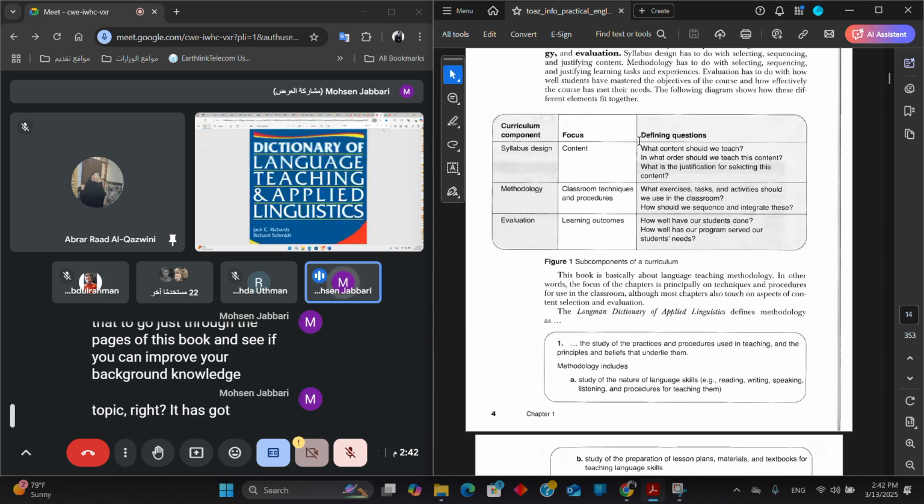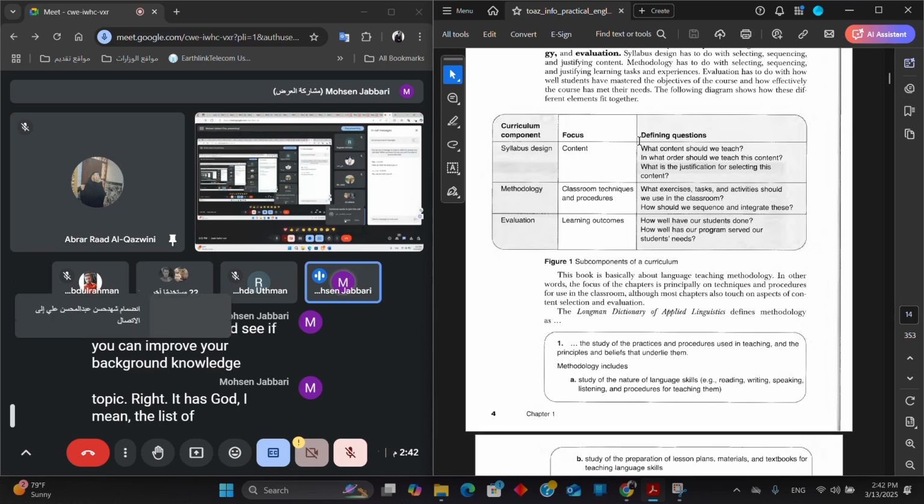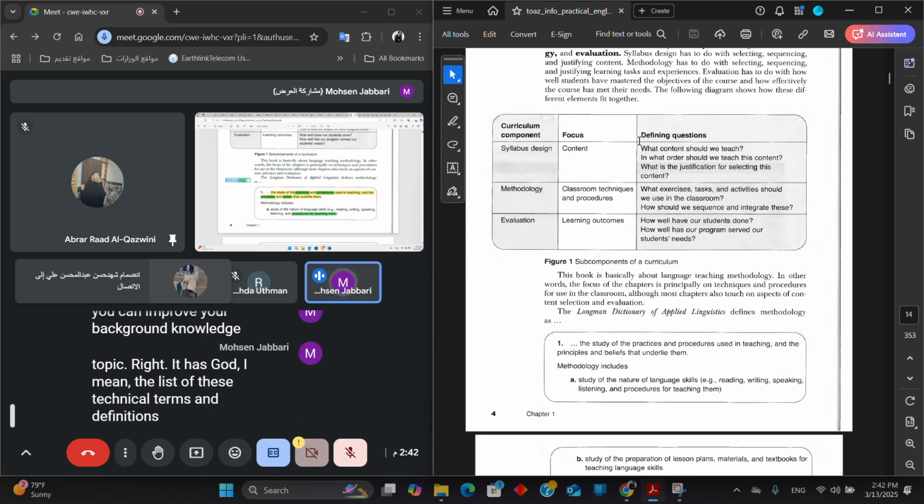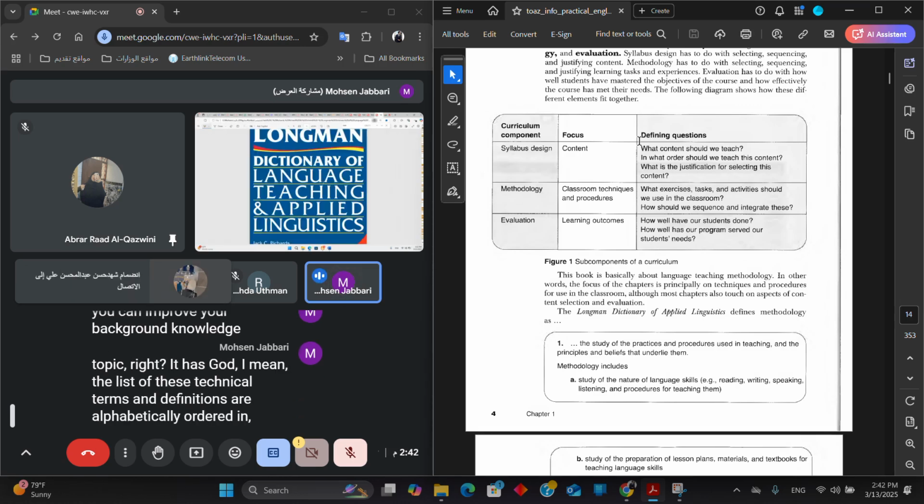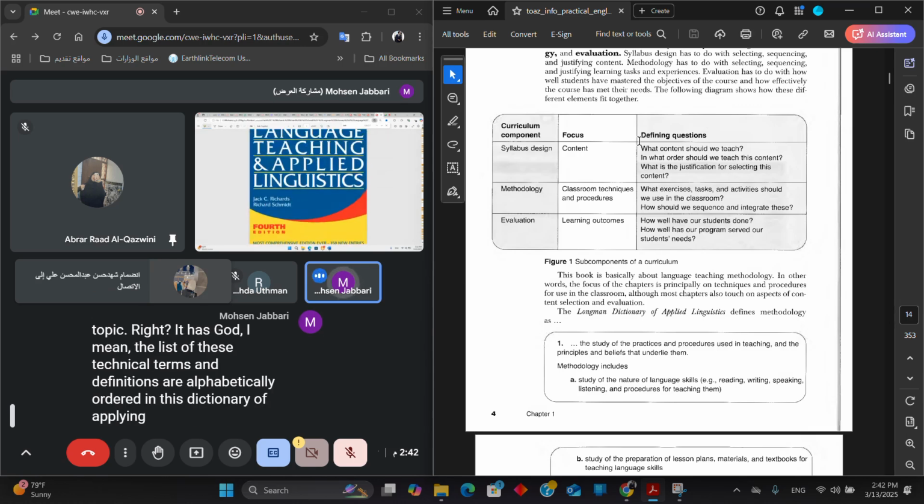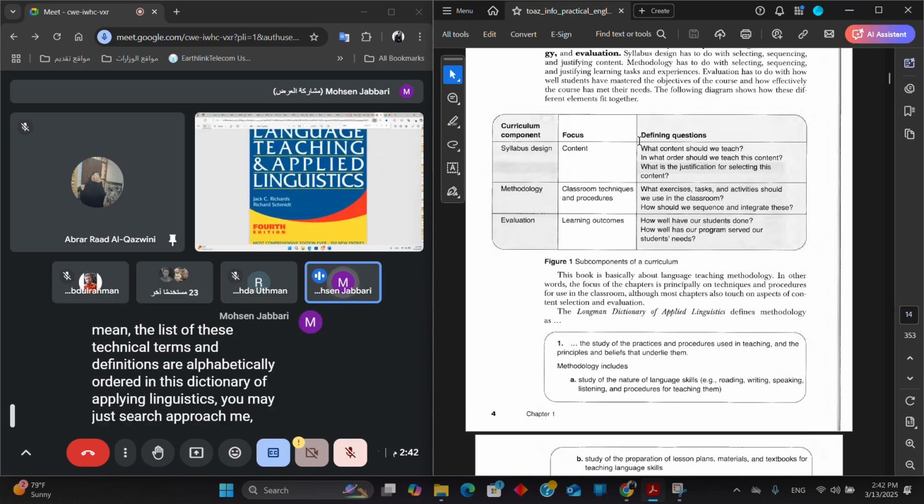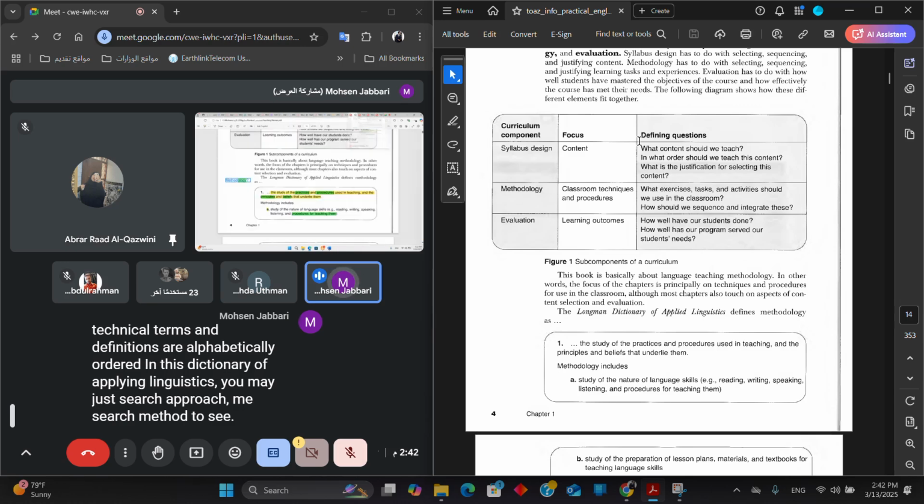The list of these technical terms and definitions is alphabetically ordered in this dictionary of applied linguistics. You may search approach, you may search method to see how they differ from one another. We have a definition taken from the Dictionary of Applied Linguistics.